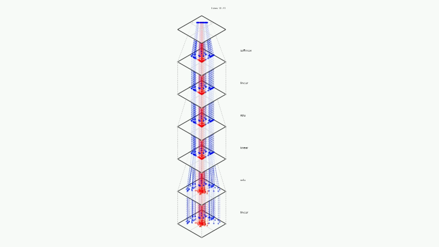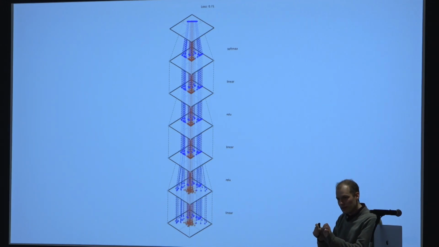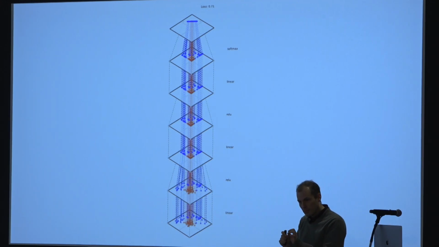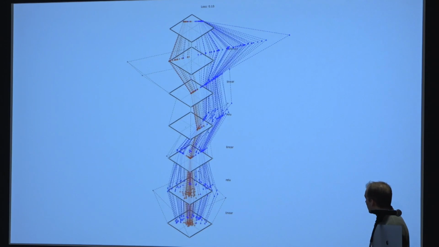Okay, so here's what it actually looks like if I train this. Nothing is hidden here. This is a network with linear, ReLU, linear, ReLU, linear, and then at the end is just a mapping called softmax. And the data on every layer is represented as two-dimensional vectors. So the width of every layer is two dimensions. And here's what it looks like to train it with gradient descent.